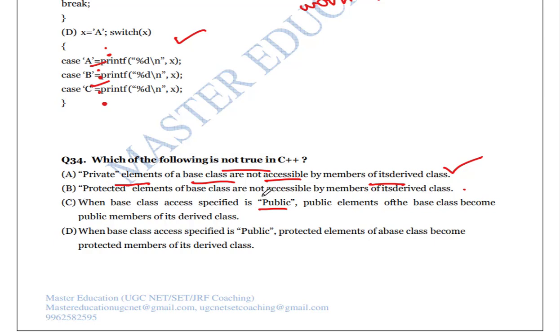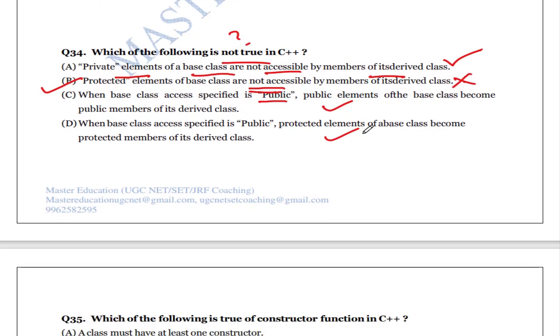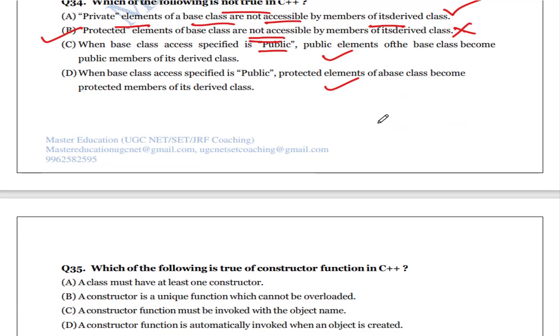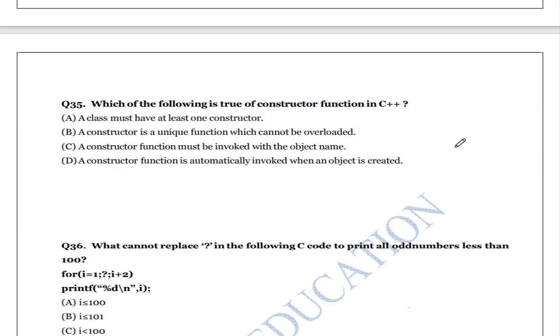So here you can see this: protected elements of a base class are not accessible by members of its derived class. But protected members are accessible by its derived class. So this is not true. Okay, this is true, this is true. So option B, they asked which is not true in C++. Protected members are accessible in its derived classes. That is the statement, right? Here in the B statement, protected elements of a base class are not accessible by members of its derived class. So it is wrong. So I have chosen option B.